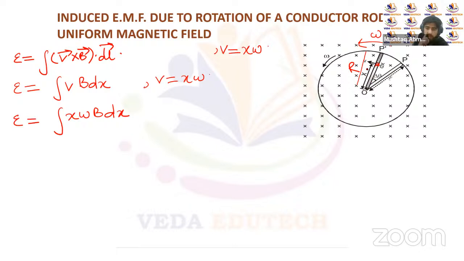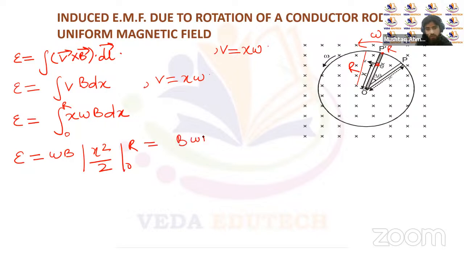Now this O is at a reference of 0, it means it's at the origin, right? And this P is at this end, so its position will be equal to R. So we have to integrate it from 0 to R, right? So it will be omega B, integrating x with respect to x will be x square over 2, right? With the limits 0 to R. The EMF induced will be B omega R square over 2.